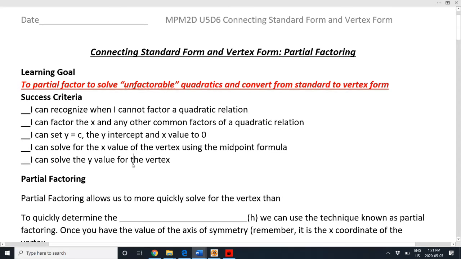Connecting standard form and vertex form. Partial factoring. Our learning goal today is to partial factor to solve unfactorable quadratics and convert from standard to vertex form. Please ensure you have the lesson printout so you can follow along with this video.